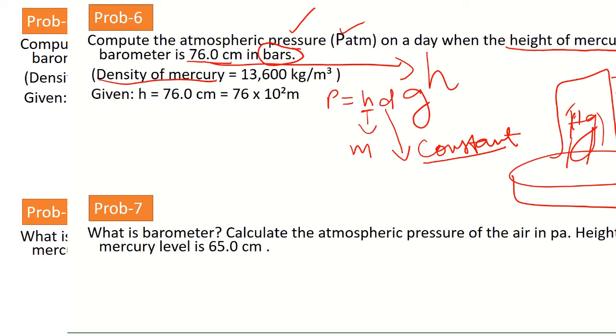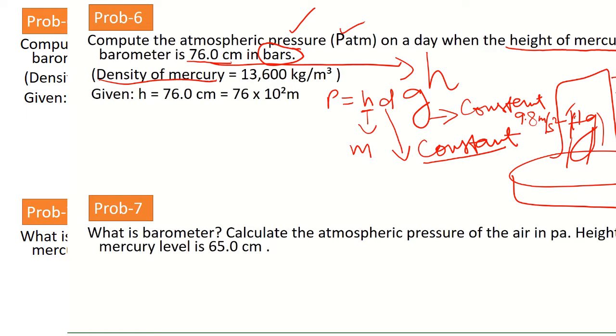So this is constant here, it will be given, and this G stands for the acceleration due to gravity, and this G is also constant. This G is 9.8 meter per second square. So this is the value of the G. So this formula we have to use.